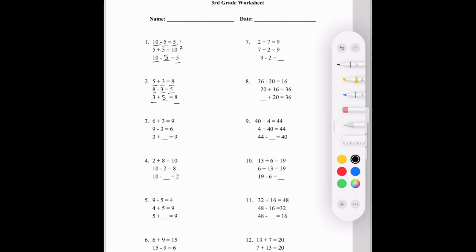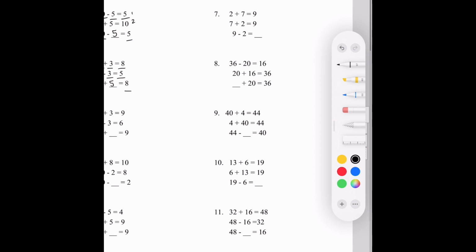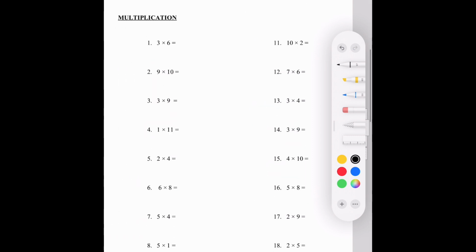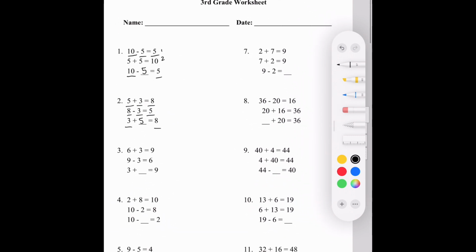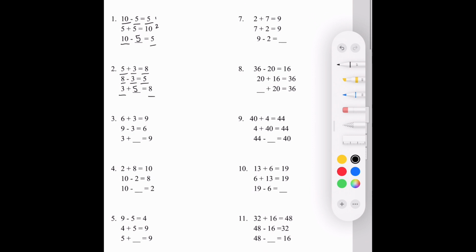Let's try a bigger number. Number 9. 40 plus 4 equals 44. Oh, whoops. 4 plus 40 equals 44. 44 minus what equals 40? So we have the numbers 40, 4, and 44. We have 40 and 44, so that means 4 goes into the blank.